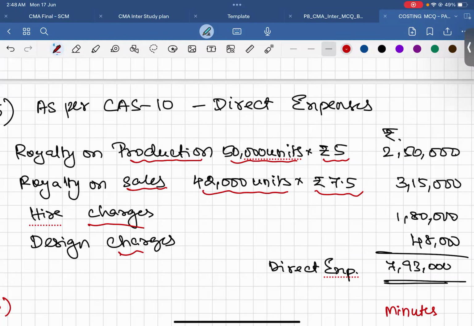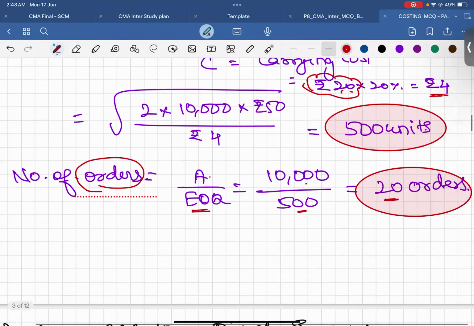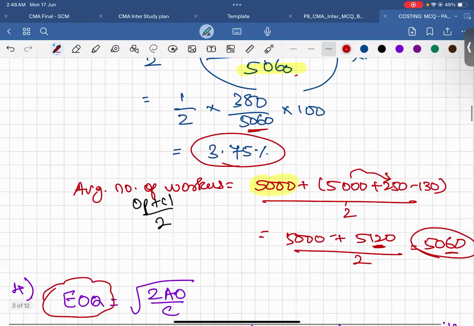Okay, so if you multiply 50,000 into 5 it will become 2,50,000. 42,000 units into 7.5 will become 3,15,000. Hiring charges is 1,80,000. Design charges is 48,000. If you add everything, it will become 7,93,000, which is your answer. Then we will move on to question number 6.